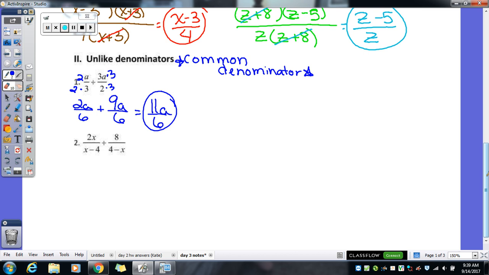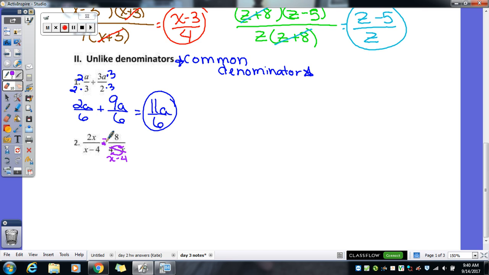All right, number 2. This one's a little trickier. We've got x minus 4 and 4 minus x. They look very similar. It kind of looks like you have a common denominator, but you don't quite have a common denominator yet. If I could switch the order of this one and put my x first and my 4 second, then we would have a common denominator already. But we don't have that yet. So what we can do is we can actually switch them. It's just the problem becomes a subtraction sign now.